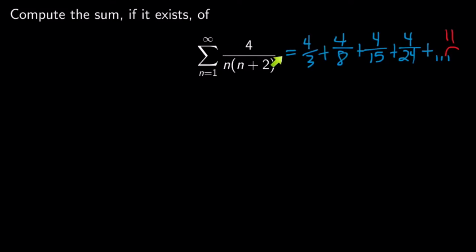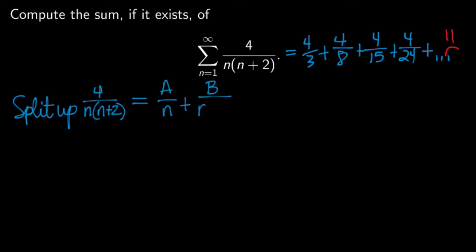You've got these two terms on the bottom. You could totally split this thing up, and it would look like this. If you used partial fractions decomposition, it would be A over n plus B over n plus 2. So we do have a specific technique to compute what that A and B should be.